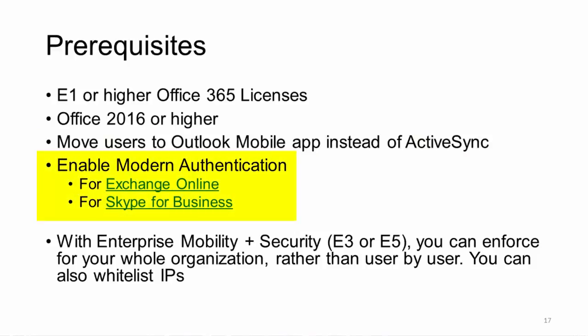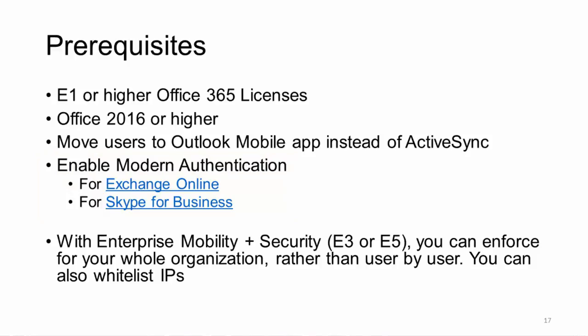And finally, you're going to want to enable modern authentication. We'll provide links for how to do this. It will need to be turned on for both Exchange Online and Skype for Business. This is the feature that allows you to actually use two-factor authentication.